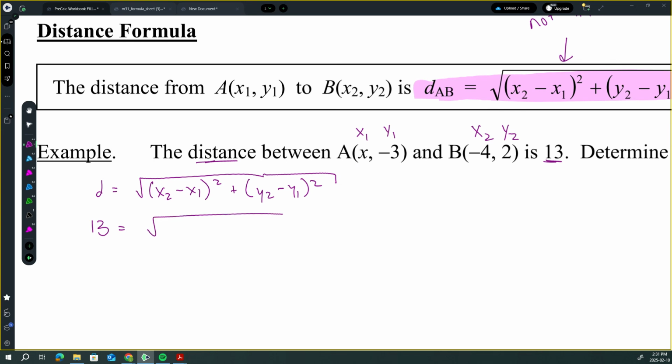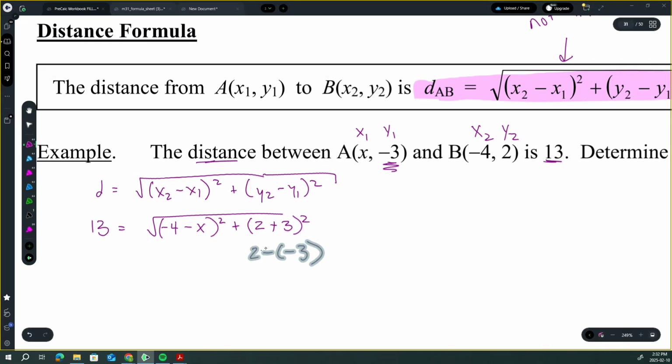Okay, so x2 is going to be that -4 minus x, that's our x1 squared, plus y2 is 2 plus 3. So I'm going plus 3 even though y1 is -3, because what I'm doing is 2 minus -3 there. Negative times a negative is a positive. That's how I'm getting that.